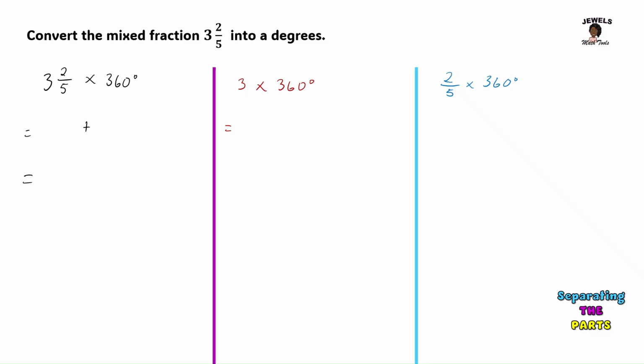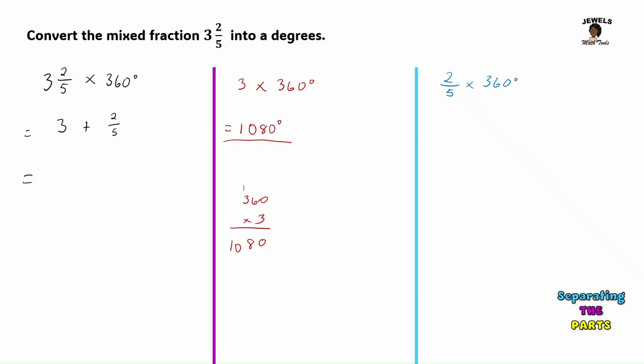So we know that we have 3 whole parts, and that means I have 3 of these 360 degrees. So my 360, I will multiply that by 3. 3 times 0 is 0. 3 times 6 is 18, put our 8, carry the 1. Then 3 times 3 is 9, plus 1 is equal to 10. So my 3 wholes, when changed into degrees, is 1080 degrees. I'm going to write that in. So let me put here first my 3.